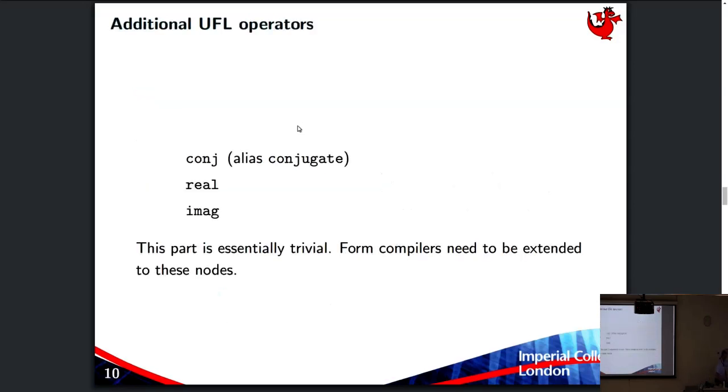So, first bit's easy. You put the additional things that only exist in complex in. You have to be able to take the conjugate. It turns out that depending on whether you look at core Python or NumPy, conj is spelt either conj or conjugate in Python. So thanks, Python. So we support both. And we have real and imag. That's fine. That bit's easy.